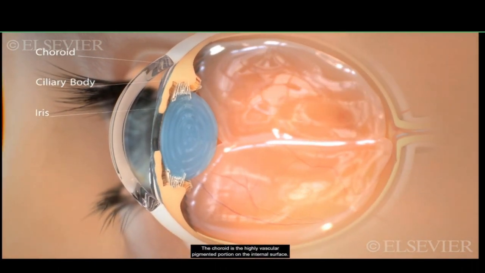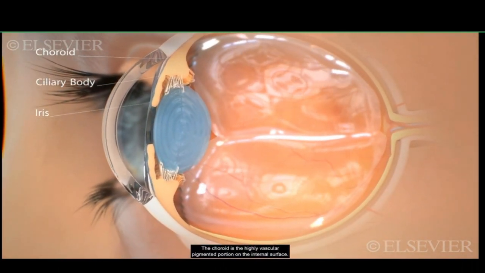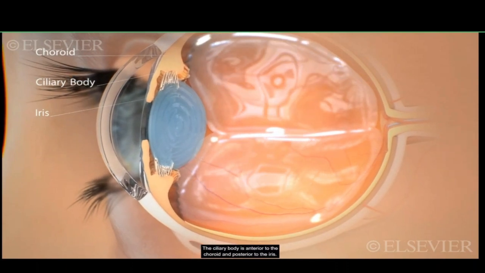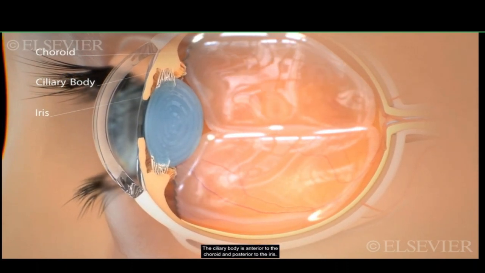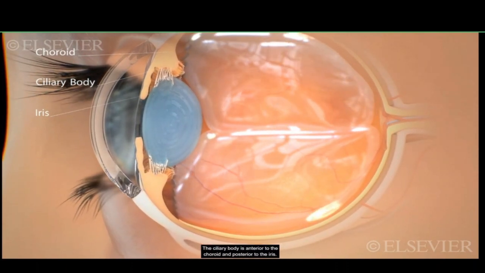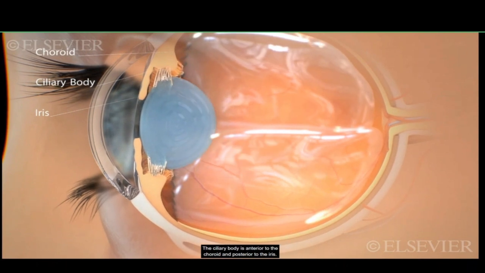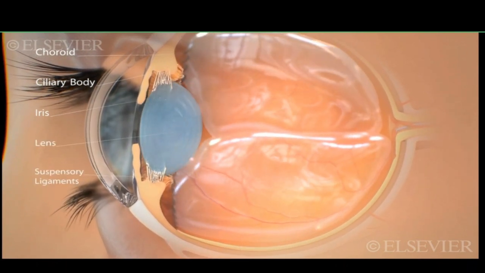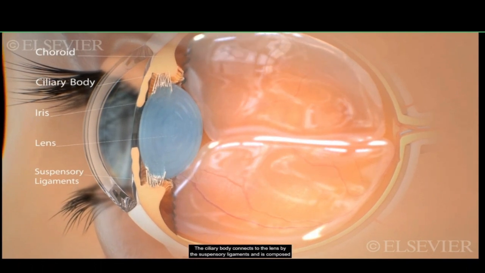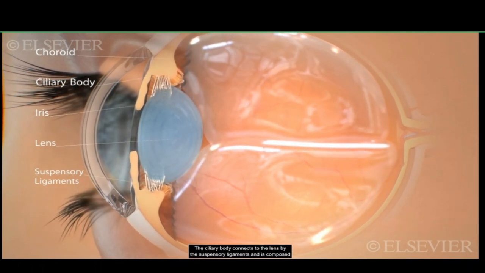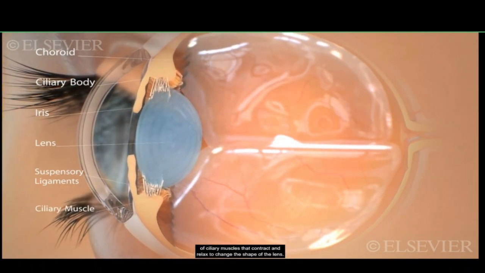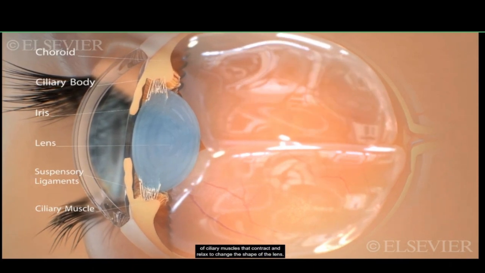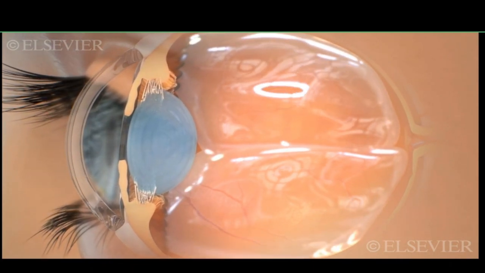The choroid is the highly vascular, pigmented portion on the internal surface. The ciliary body is anterior to the choroid and posterior to the iris. It has suspensory ligaments that hold the lens in place. The ciliary body connects to the lens by the suspensory ligaments and is composed of ciliary muscles that contract and relax to change the shape of the lens.